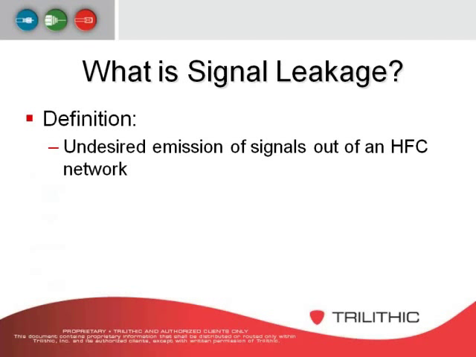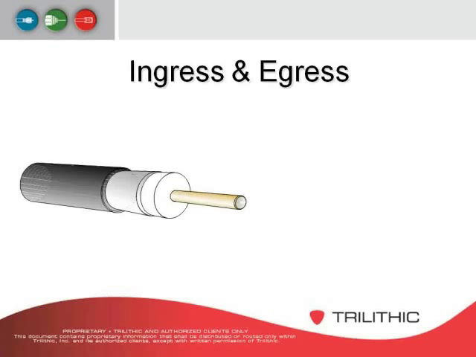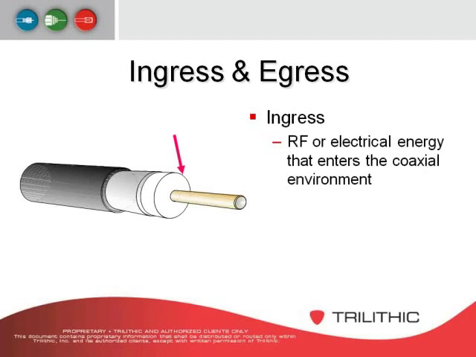So what is signal leakage? By definition, it's the undesired emission of signals out of an HFC network. So it's out of an actual hybrid fiber coax network is what signal leakage is. You'll hear the terms both ingress and egress. Ingress is signals that leak directly into the coax or into the cable plant.